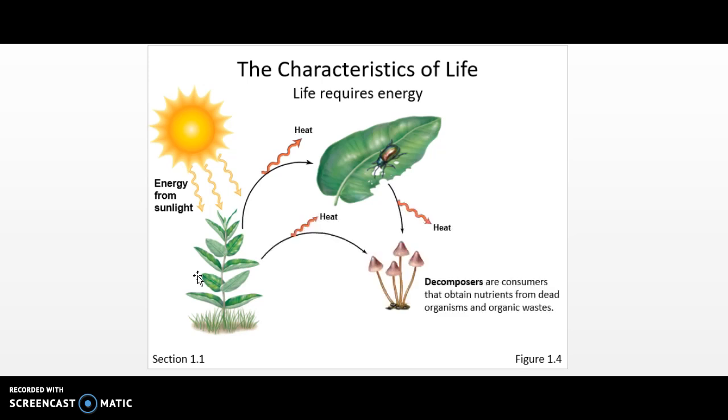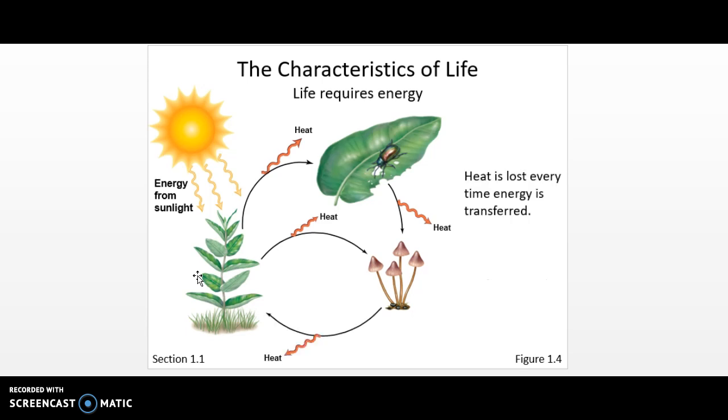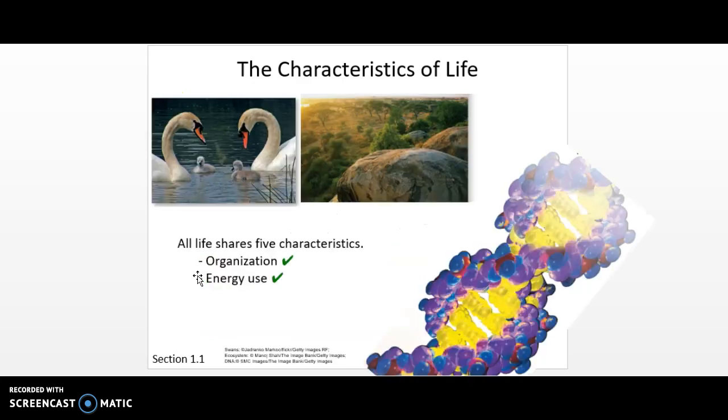So nutrients are being recycled here to the decomposers, but heat again is one directional. Energy flow is one directional, whereas nutrient flow is cyclic. Okay? So heat is always given off. Decomposers are consumers that obtain nutrients from dead organisms and organic waste. Again, heat is given off, lost every time energy is being transferred.